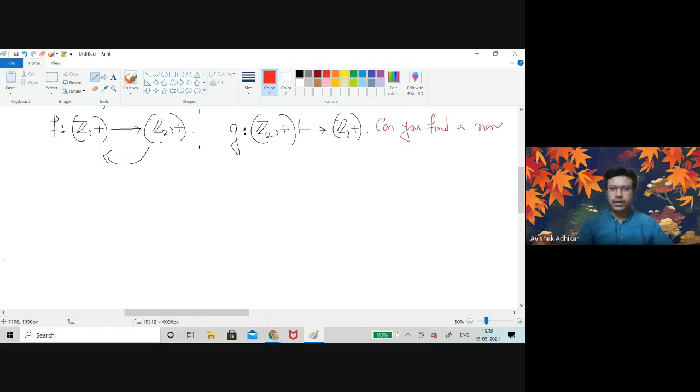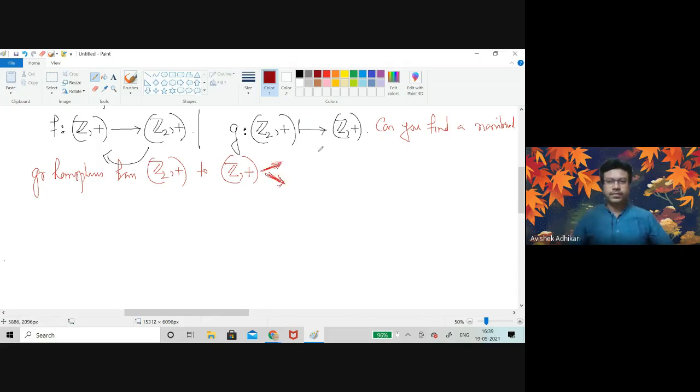a non-trivial group homomorphism from Z2 plus to Z plus? So what is your guess? Any guess? Sir, I think no. Okay, why? So can you find one? Somebody says no and somebody says yes. Okay, and your answer is no.